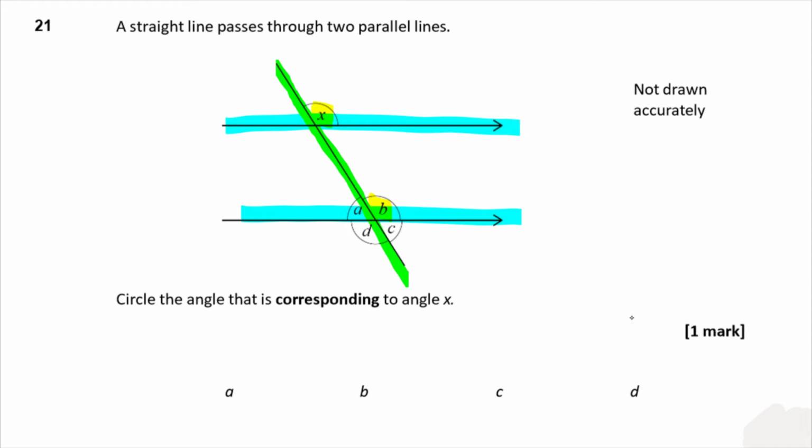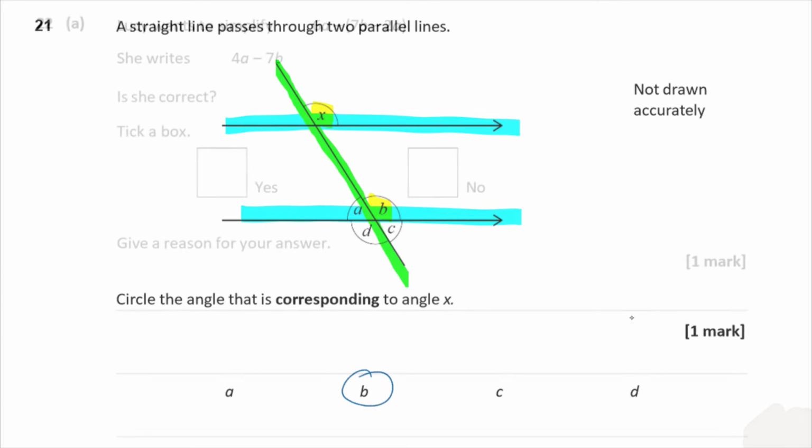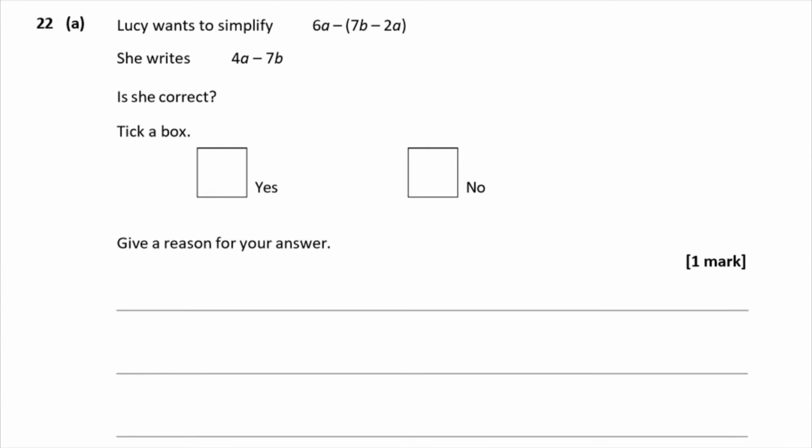So the one that corresponds then is going to be b. Question 22a. Lucy wants to simplify 6a minus 7b minus 2a, and she writes 4a minus 7b. Is she correct? Tick a box. Give a reason. Okay, so is she correct?